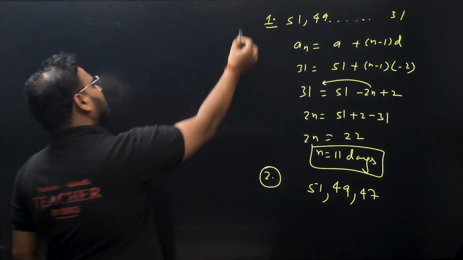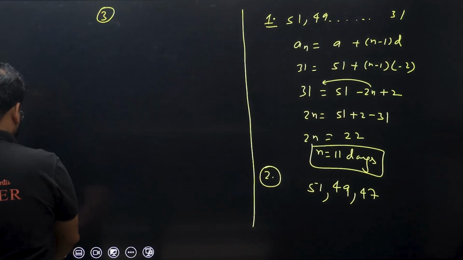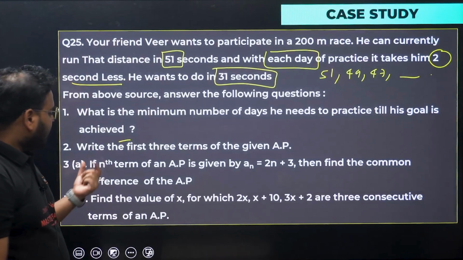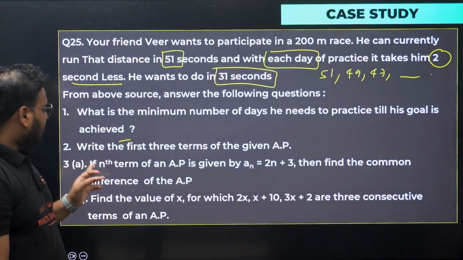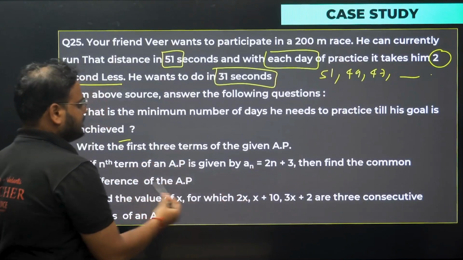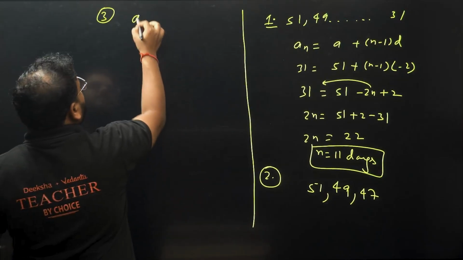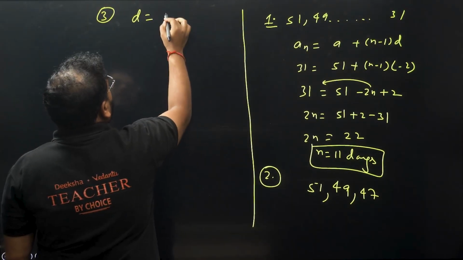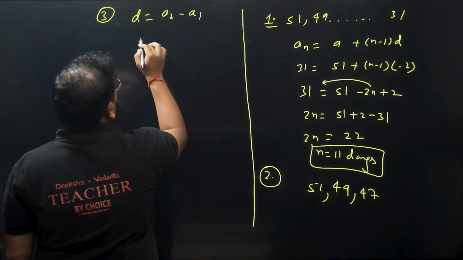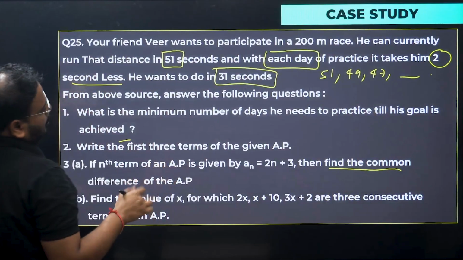Next, okay, part 3 now. Have a look. Part 3 has two options, A and B. We'll see. If the nth term of an AP is given by An like this, then find the common difference. So the common difference, we all know, is given by A2 minus A1. Your An is given as 2n plus 3, I guess.